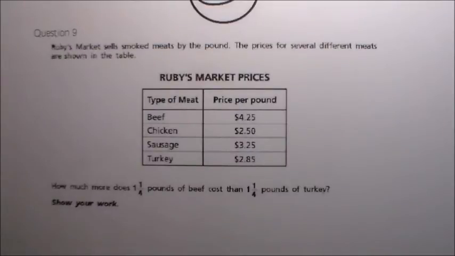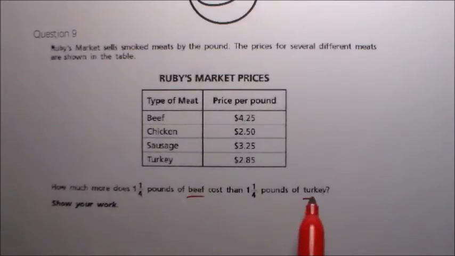Okay, question 9. Ruby's Market sells smoked meats by the pound. The prices for several different meats are shown in the table. There's a table. Exciting stuff. And delicious. How much more does 1 1/4 pounds of beef cost than 1 1/4 pounds of turkey? So we're dealing with beef and turkey.